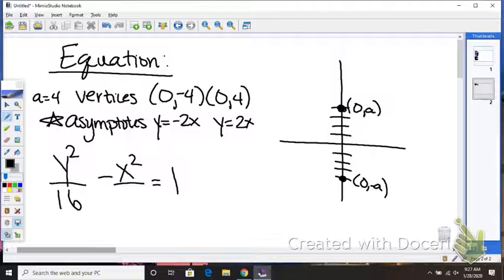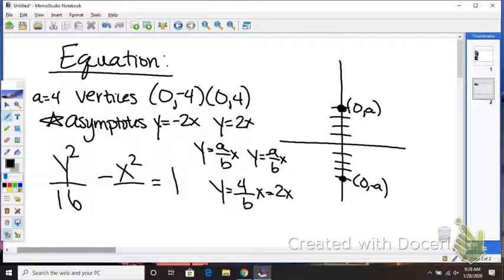Okay, now here's the other clue that they've given you. They haven't given you your C, but they have given you your asymptotes. And our asymptotes, when we have our graph going up and down, it's going to be A over B, right? Yeah. So this asymptote is equal to A over B, x, and -A over B, x. I know what my A is. My A is 4, right? So if I know that I have 4 over bx, and I need this to equal 2x, what is b going to equal? 2.